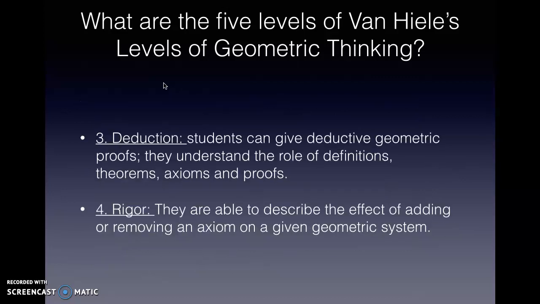The last 2 levels are higher level thinking that you might see in high school. The third level is deduction, where students can give deductive geometric proofs. They understand the role of definitions, theorems, axioms, and proofs. And number 4 is rigor, where students are able to describe the effect of adding or removing an axiom on a given geometric system.